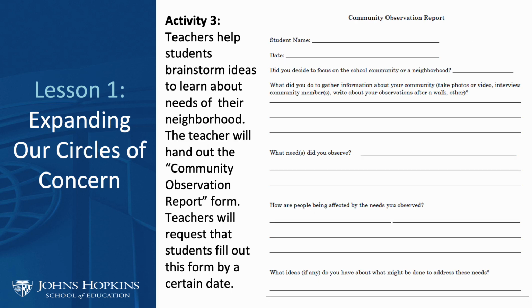In the third activity of Lesson 1, you will help students brainstorm ideas to learn about important needs in their neighborhood. Students will observe their neighborhood carefully, maybe in a walk after school, to determine a specific need that they might be able to address. They can record their observations and ideas in this community observation report form provided in the student materials section of Unit 5 in this Google Classroom. This fieldwork activity will help prepare students for the ideas in the next lesson of the unit.